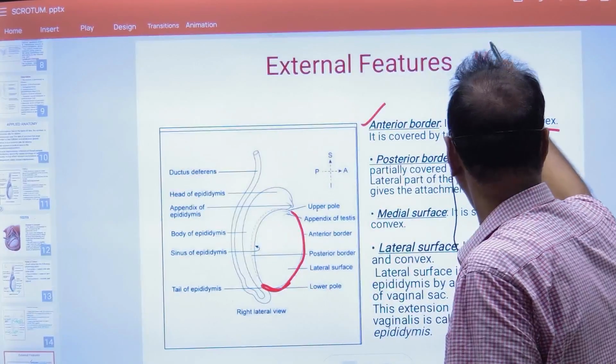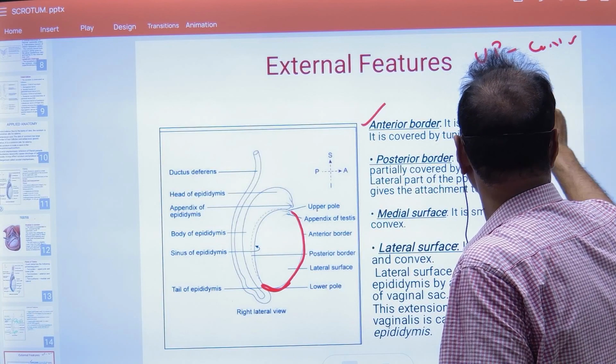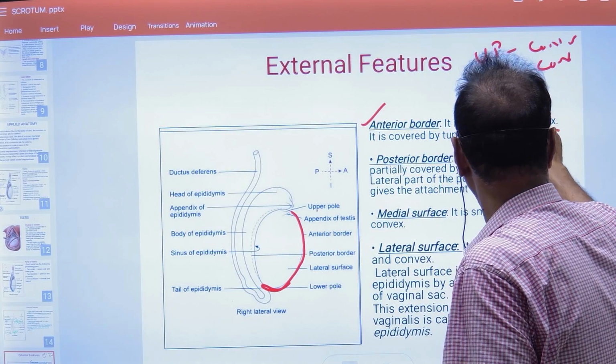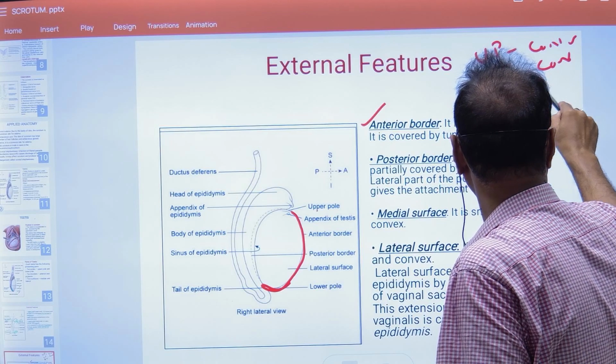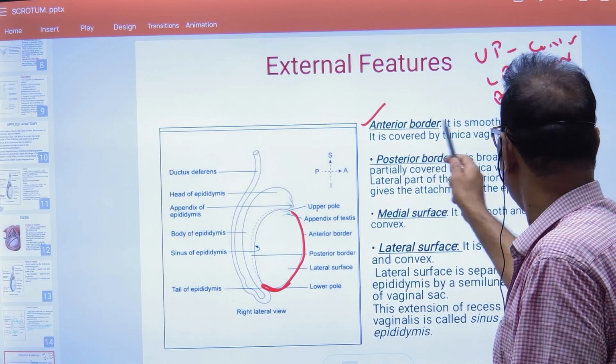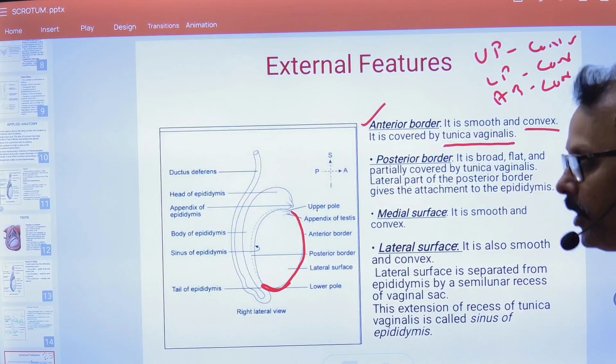So upper pole convex, lower pole convex, anterior border convex, and covered by the tunica vaginalis. This is covered by the tunica vaginalis, which is the covering of the testis.